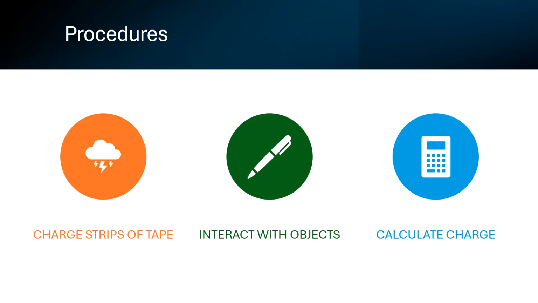The way we did this experiment was first by charging the strips of tape by putting them on another piece of tape and ripping them off, and then checking how these charged pieces of tape interact with objects such as our hands and positively charged pens. We then use this data to calculate what the approximate charge of each tape is.